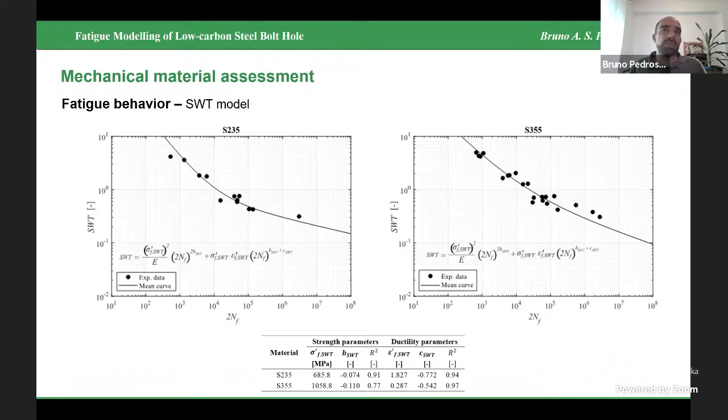A similar procedure was conducted for the SWT model, which considers not only the strain amplitude, but also the maximum stress as damage parameter. The curves that defined the fatigue behavior of S235 and S355 were defined considering the elastic and plastic components of the strain separately in order to determine the strength and ductility parameters, and the results are in the table.